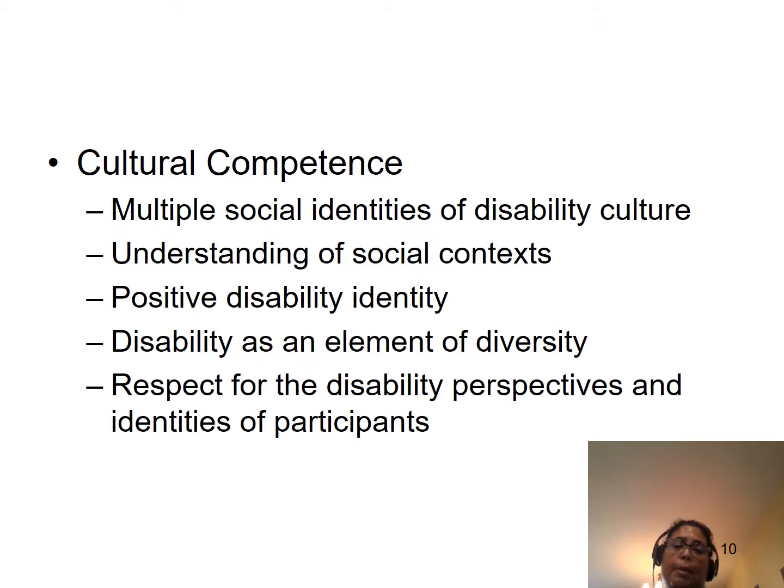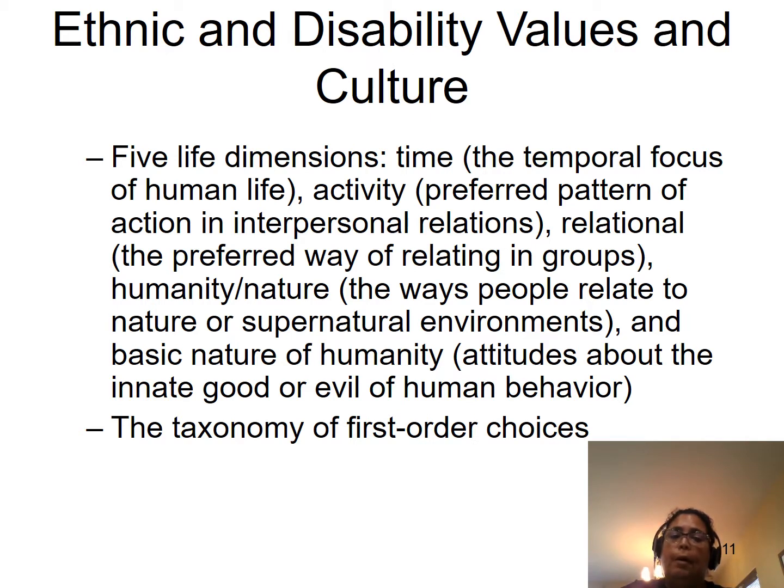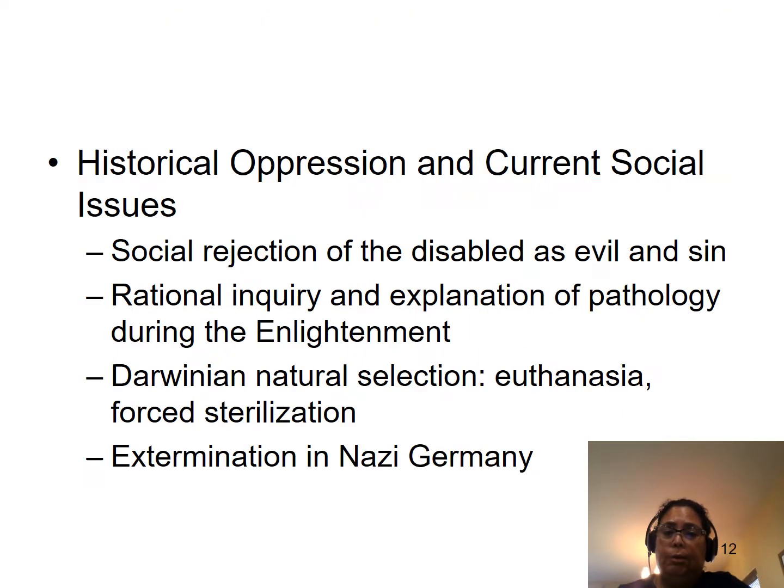In terms of thinking about cultural competence with individuals who are disabled, you just have to remember that disability isn't the only thing that defines them, that they are part of other cultures, and to start thinking about disability in a more positive way, and to really learn to respect individuals for who they are, irrespective of their disability. Your book makes note of 5 life dimensions, which include time, activity, relational, human nature, and basic humanity, as ways to think about intersections with individuals who suffer from disabilities and culture.